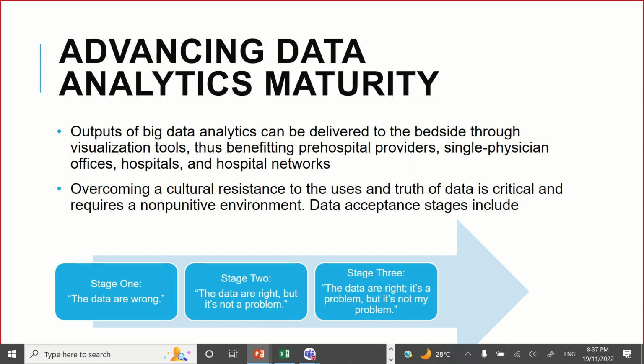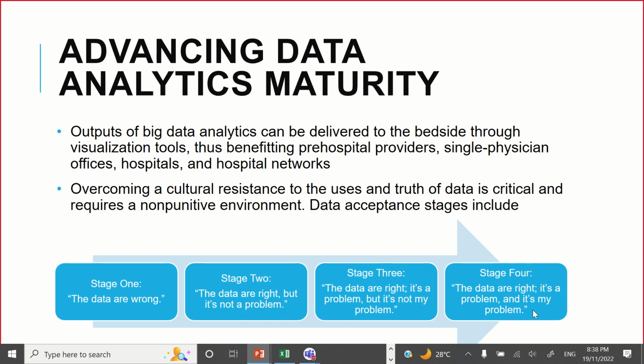Stage three, well, yes, the data is right. For the first part, they will say the data is right, but it's not a problem. So this is within our acceptance level. This is okay. This is what we have. It's fine. With this definition, this is the only data we can get, and we are fine with that. We are meeting some standard or the other already, so we don't really need to worry about this data. The next step is going to be, yes, the data is right, but it's not my problem. Somebody else has to make sure they fix the problem.